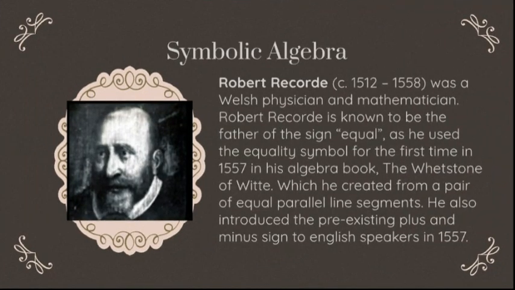Next, we have Robert Recorde, born on 1512, died on 1558. He was a Welsh physician and mathematician. Robert Recorde is known to be the father of the sign equal, as he used the equality symbol for the first time in 1557 in his algebra book, The Whetstone of Wit, which he created from a pair of equal parallel line segments. He also introduced the pre-existing plus and minus sign to English speakers in 1557.